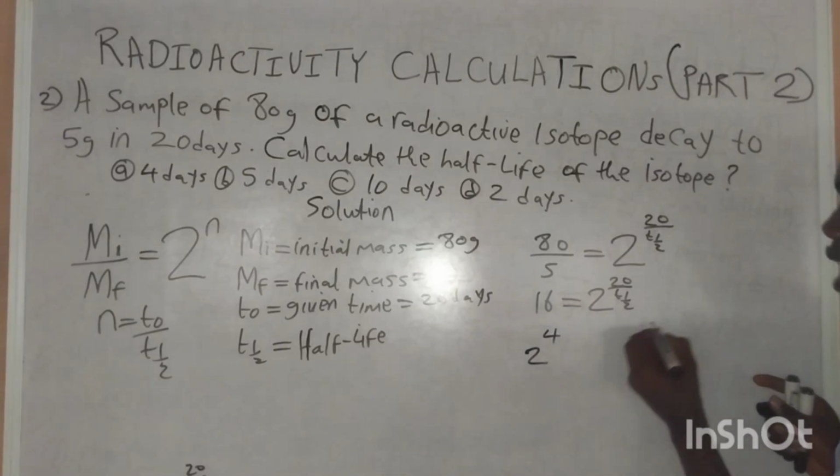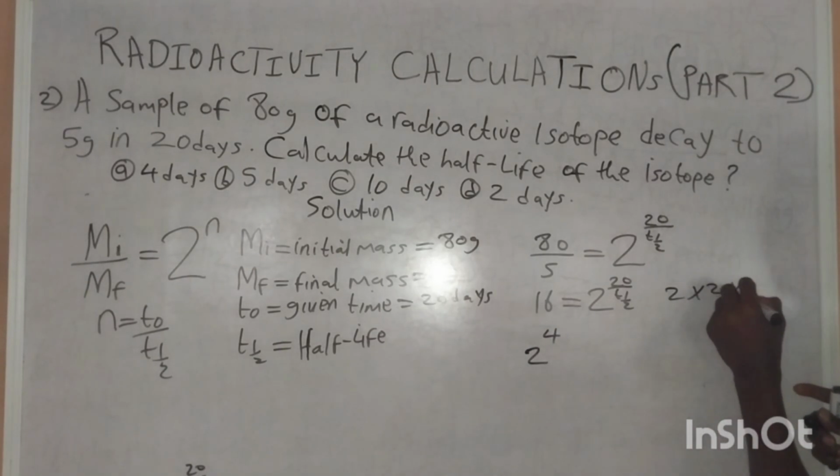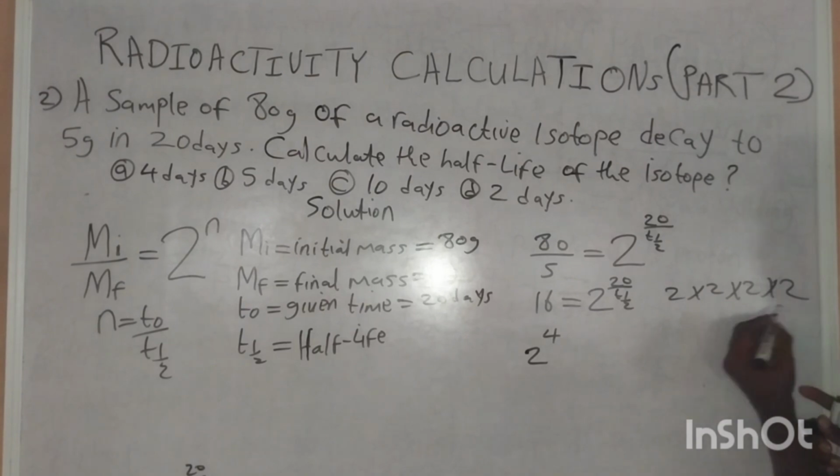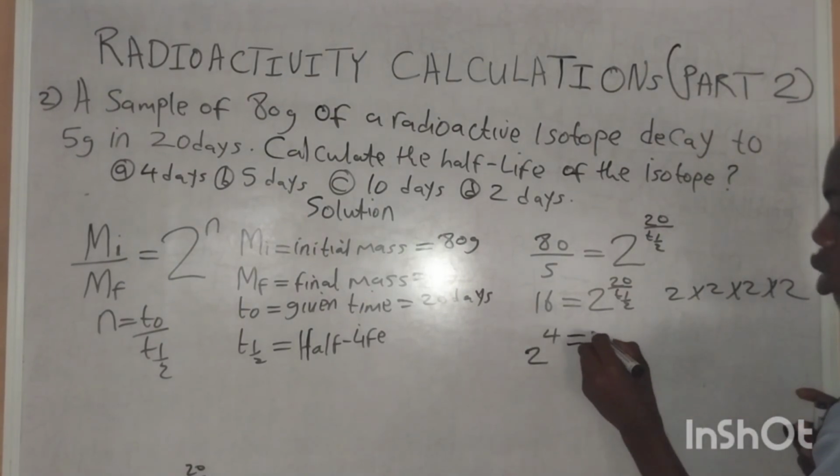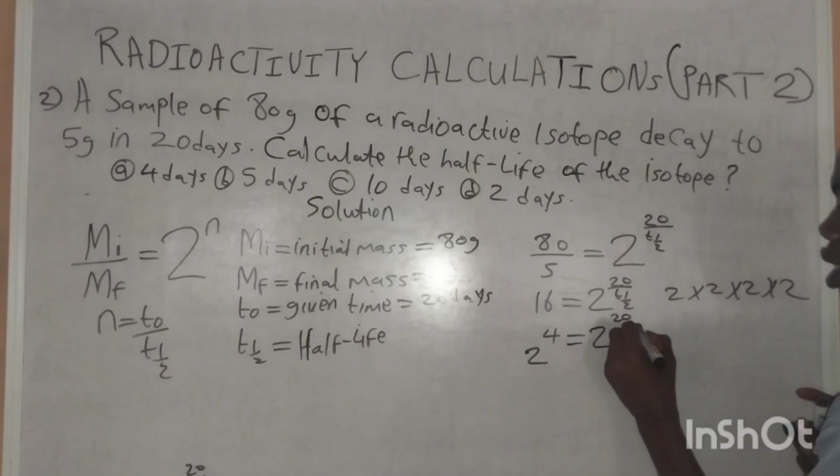2 raised to 4 is the same as saying 2 times 2 times 2 times 2, in 4 places. 2 times 2 is 4, 4 times 2 is 8, 8 times 2 is 16. So 2 raised to 4 is 16, which equals 2 raised to 20 over half-life.